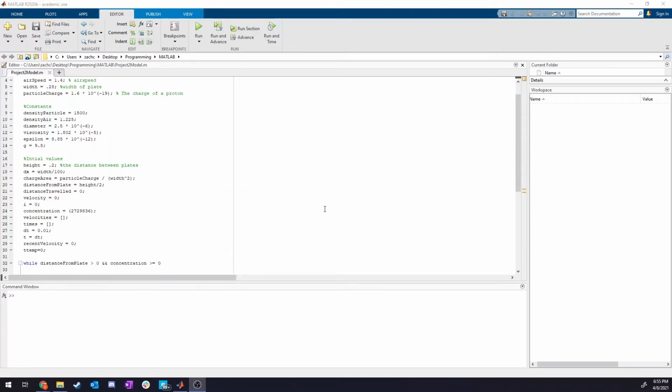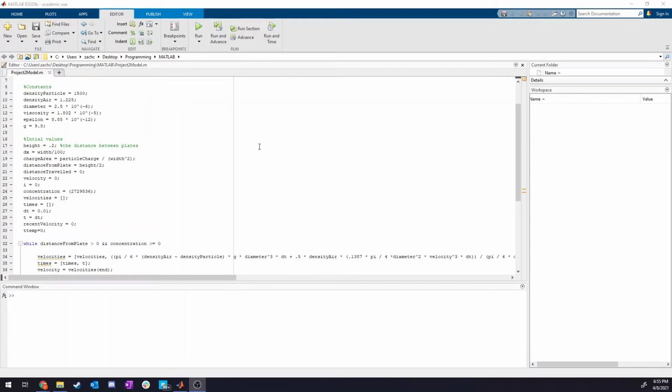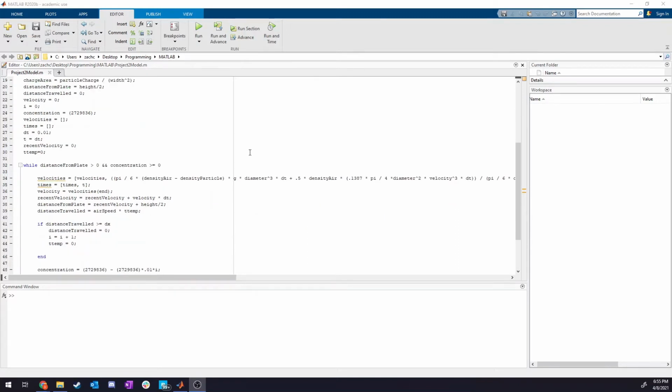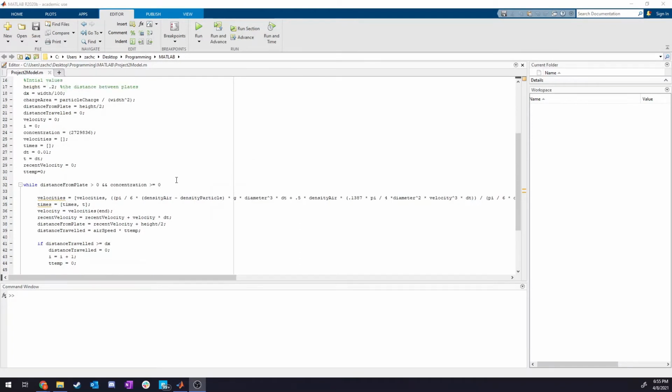Following those variables, we had constants that would be later used for the model. And then following this, we had our initial values. And these initial values were just the initial state that the particles would be in upon entering the system. In this initial values area, we also have our delta t and delta x values. These would be used for incrementing in order to solve for the concentration and the velocity equations.